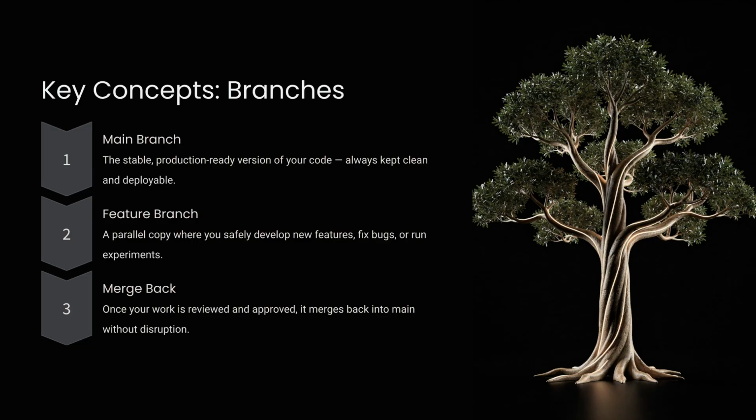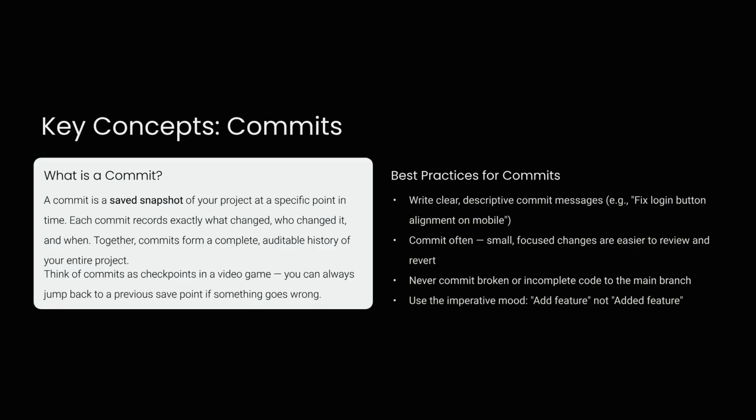The main branch is the stable production-ready code. A feature branch is a parallel copy for safe development. When ready, you merge back your work into the main branch. A commit is a saved snapshot of your project at a specific point in time, recording exactly what changed and when. Follow best practices. Write clear, descriptive messages and commit often.